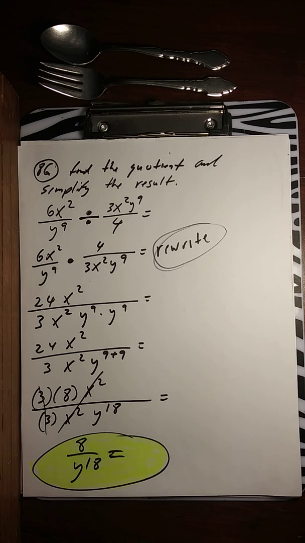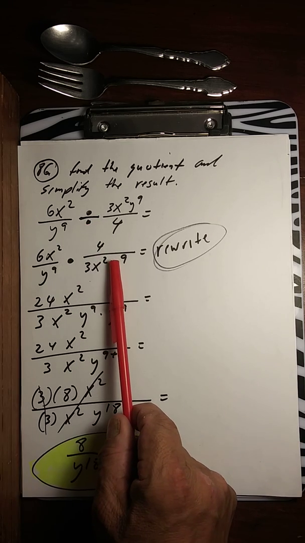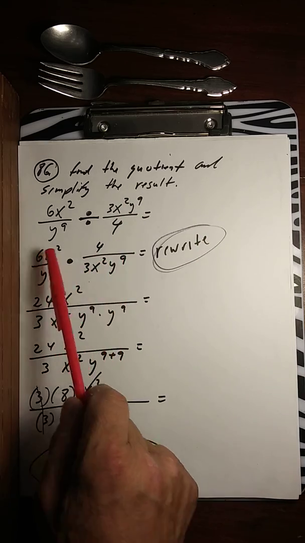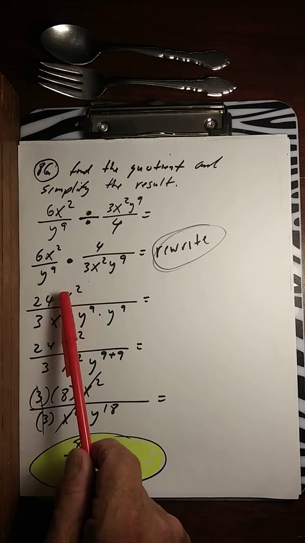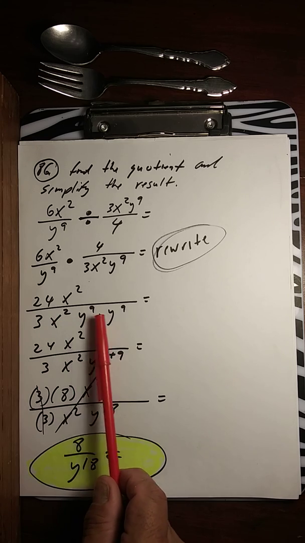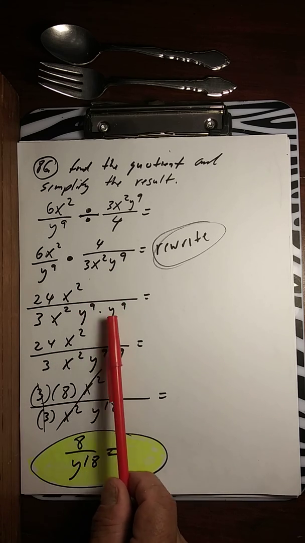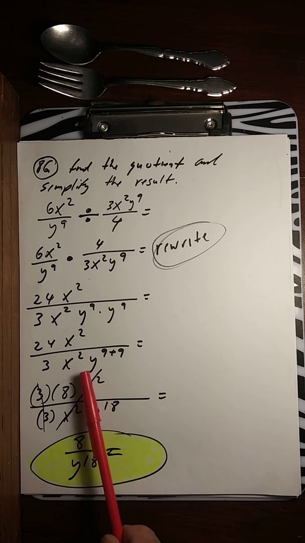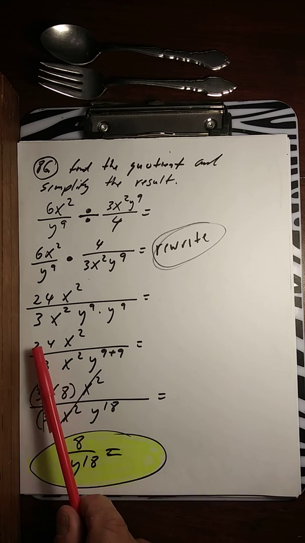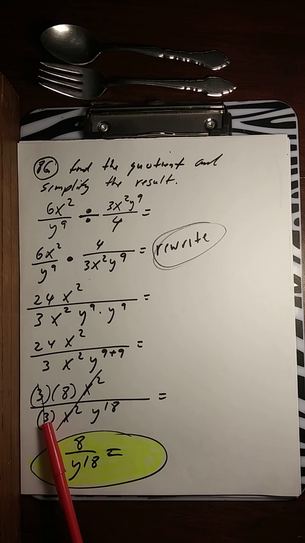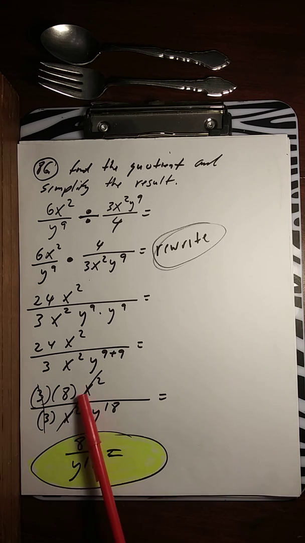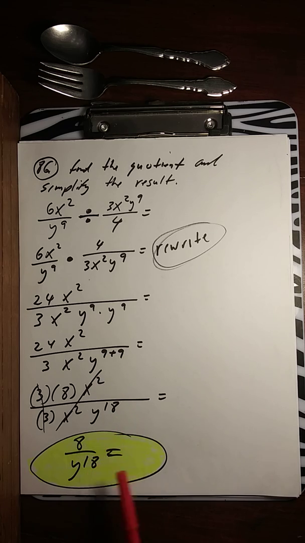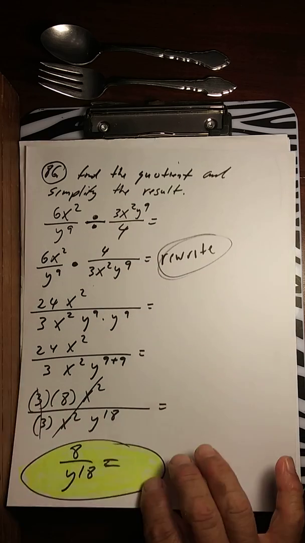Find the quotient and simplify the result. Division, change it to multiplication. We get the reciprocal of this. So now this times that is 24x squared, 3x squared, y to the 9th, and y to the 9th plus y to the 9th. Add the powers right here. That's 18. X squared and x squared, these are going to be gone. And 3 times 8 is 24. These cancel here. These cancel here. What's left over is 8 over y to the what? 18. That's it. We're done with that part.